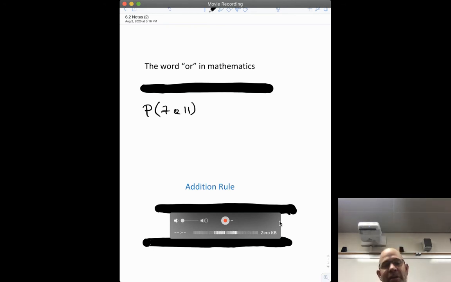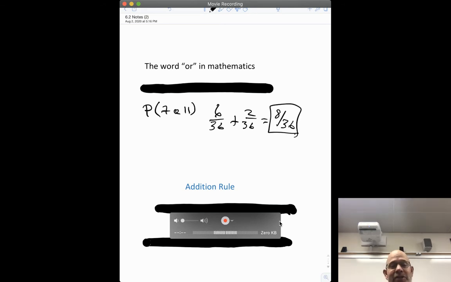And probably without even thinking about it, you probably just added those two together because, well, either it's a 7, which has so many different outcomes. So for a 7, it's 1 and 6, 6 and 1, 2 and 5, 5 and 2, 4 and 3, 3 and 4. So there's 6 7s. So that would be 6 out of 36. And 11 is just 5 and 6, 6 and 5. So 2 out of 36. You probably just added those two together and got 8 out of 36, which was the right answer, without even thinking about it. So there's a rule that allows us to do that, but we can't always do that.